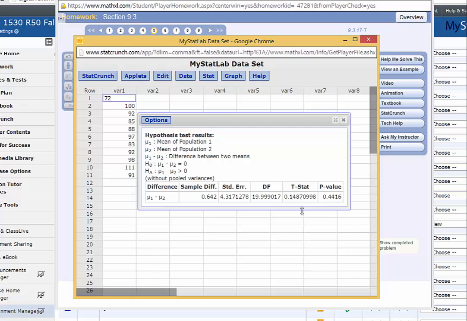We're going to find a t-statistic of 0.149 and a p-value of 0.4416. And already from this p-value, 0.4416, that's larger than alpha, which is 0.10, as we were told in the problem, we know that we would not reject the null hypothesis. And here are the hypotheses. mu1 minus mu2 equal to 0, mu1 minus mu2 greater than 0.